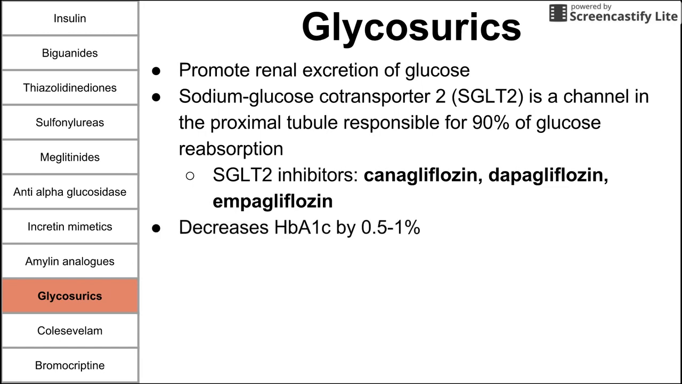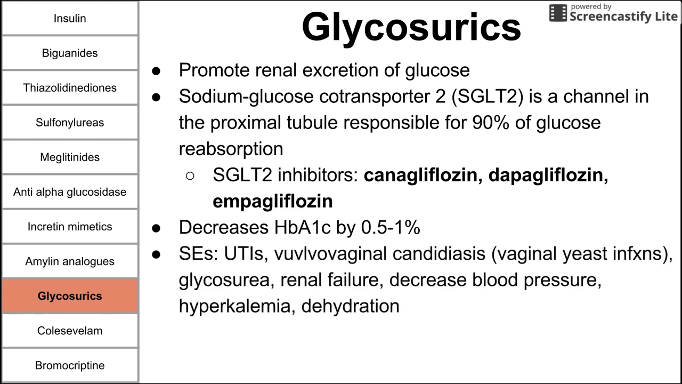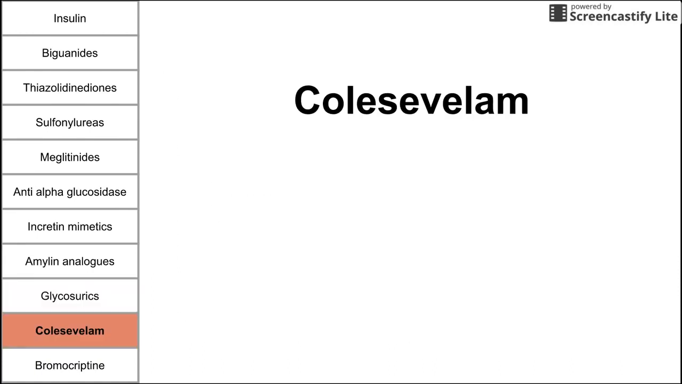These also decrease HbA1c by a modest amount, 0.5 to 1%. And there's a whole list of side effects that are related to peeing out excess glucose here. It puts you at risk for UTIs, especially in women. You can get vulvovaginal candidiasis, which is yeast infections in the vagina. You can get glycosuria, which is kind of the point, you want to be peeing out glucose. You can get renal failure, and this can also decrease your blood pressure, cause dehydration, and cause hyperkalemia. So all kinds of other kidney effects that you get from purposely peeing out the glucose. These also promote substantial weight loss because you're essentially ridding your body of sugar through your urine.